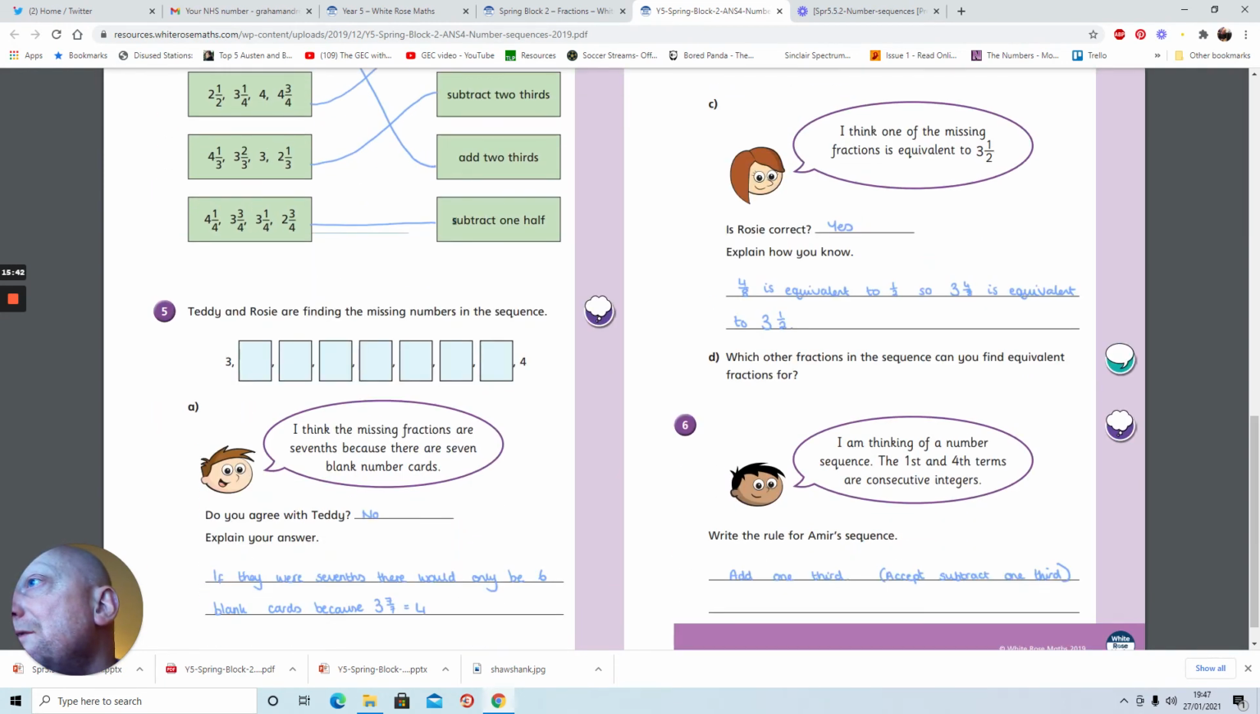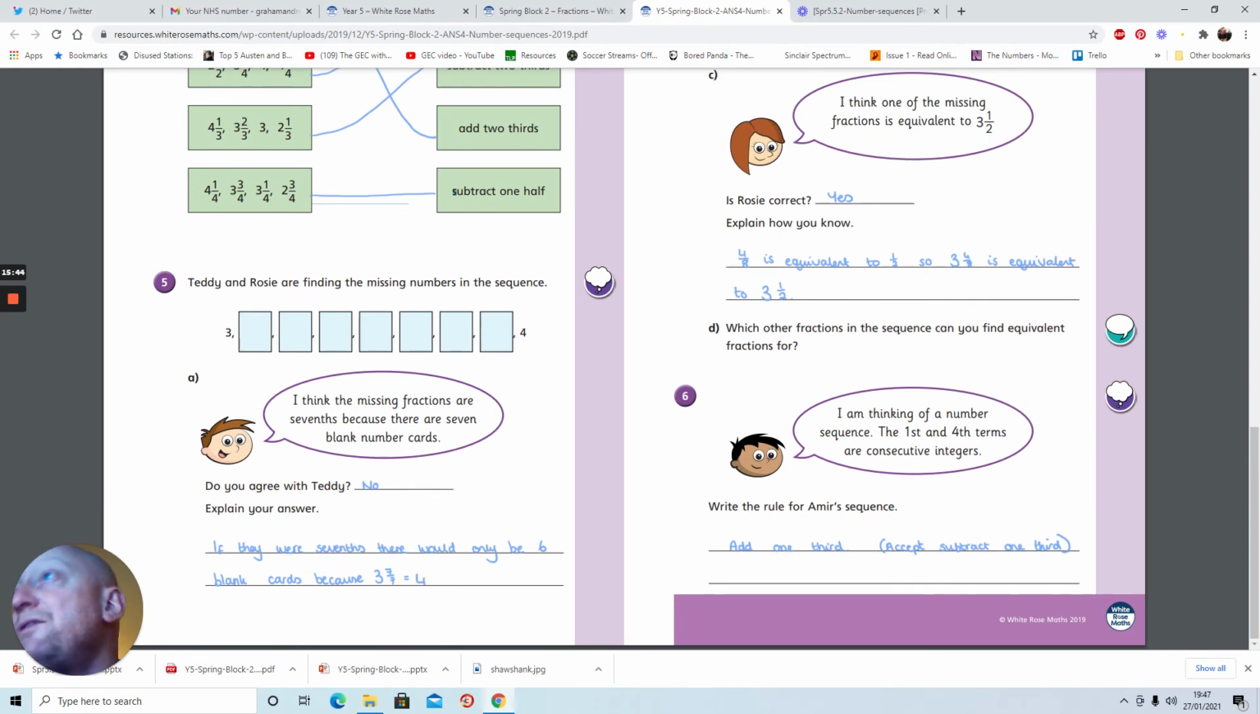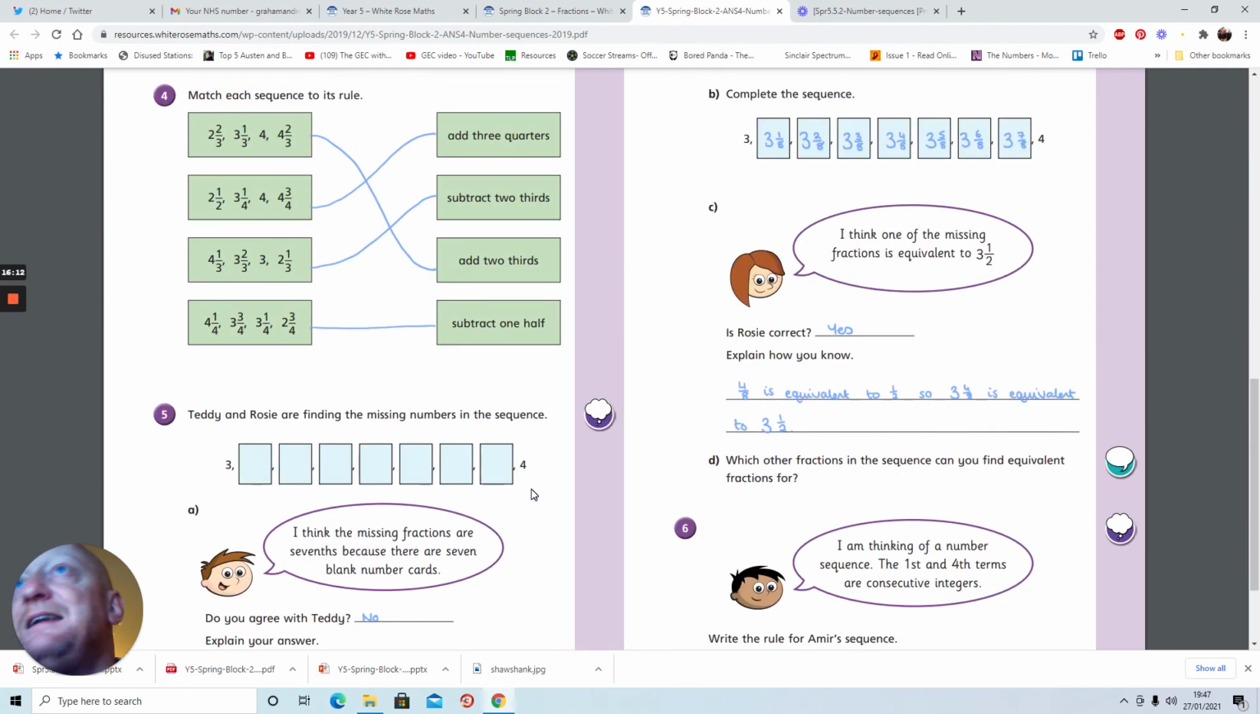Okay. Right, so Teddy and Rosie are finding the mixed number in the sequence. Teddy says, I think the missing fraction is a 7th because there are 7 blank cards. Do you agree with Teddy? And the answer is no. Because actually, if it was 7ths, it would mean that there would only be 6 blank cards, because 3 and 7/7 equals 4. So there would only be 6. So we don't agree with Teddy.